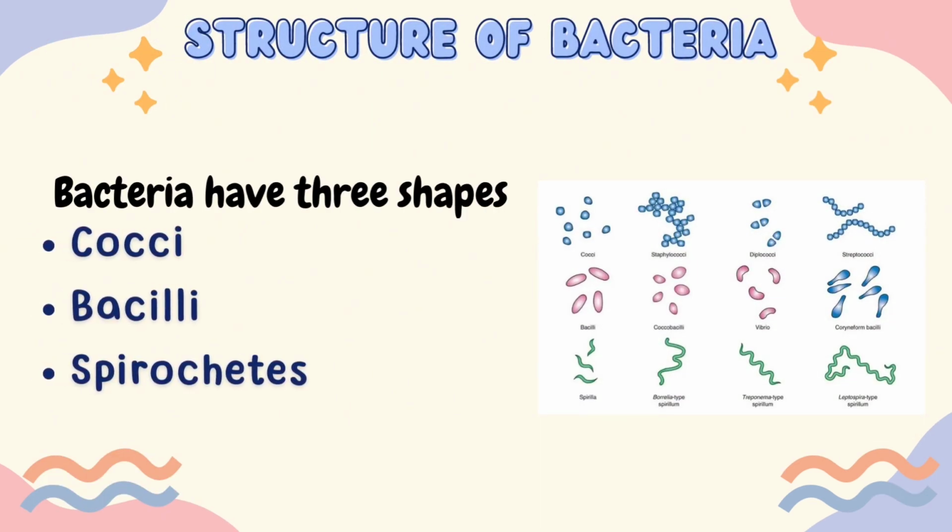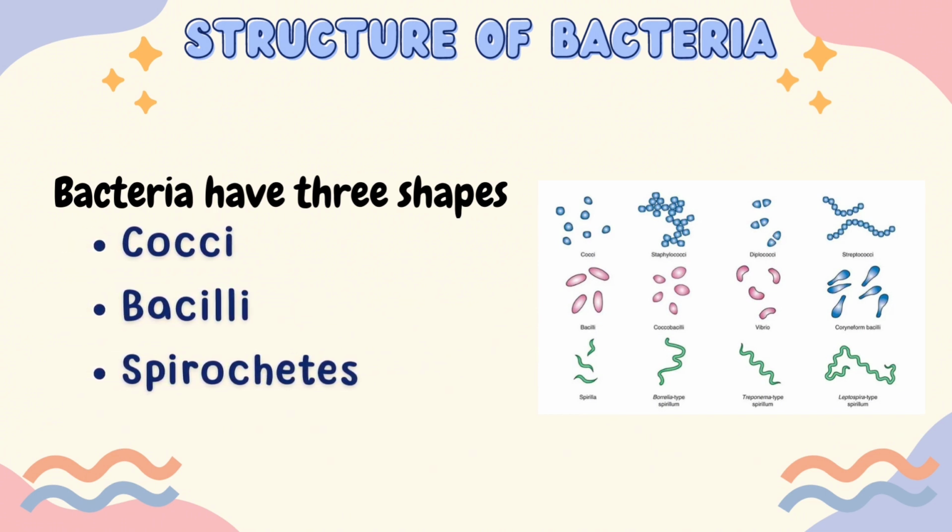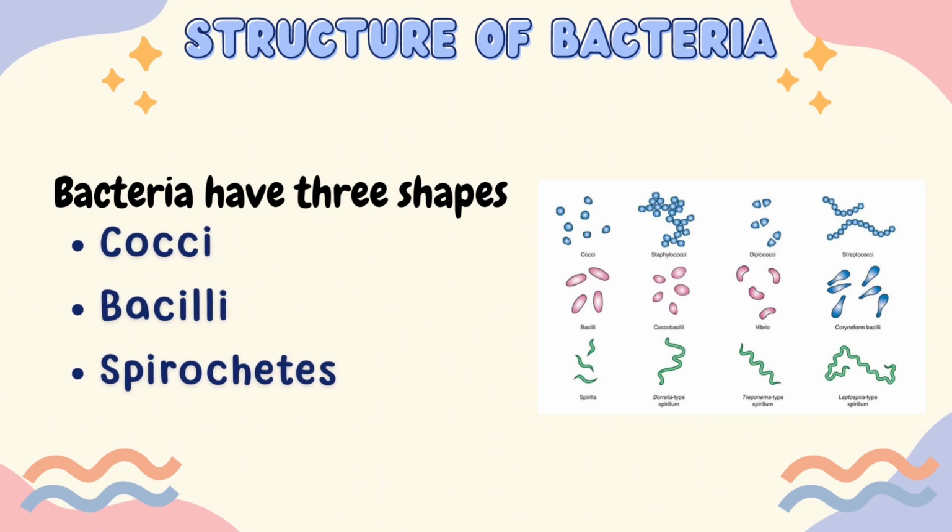Structure of bacteria. In the structure of bacteria, bacteria have three shapes. These three shapes are cocci, bacilli and spirochetes. Cocci are the bacteria that have a spherical shape, bacilli are the bacteria that have a rod shape, and spirochetes are the bacteria whose shape is spiral.